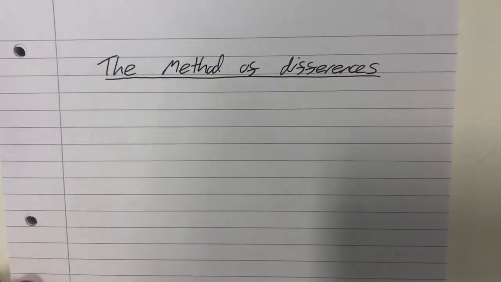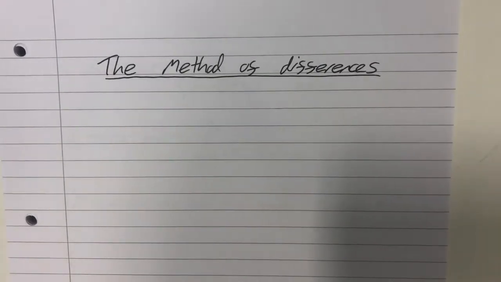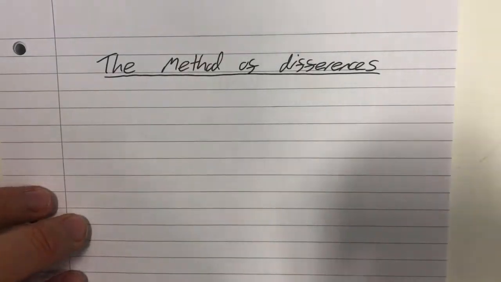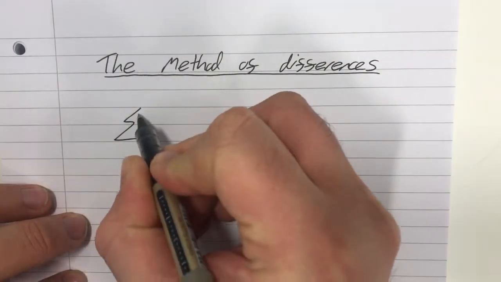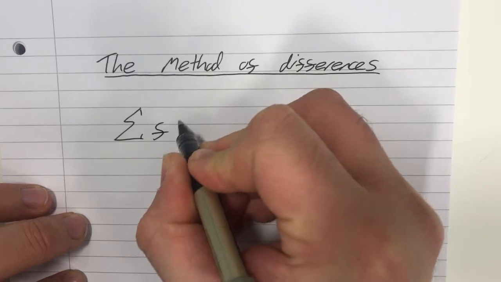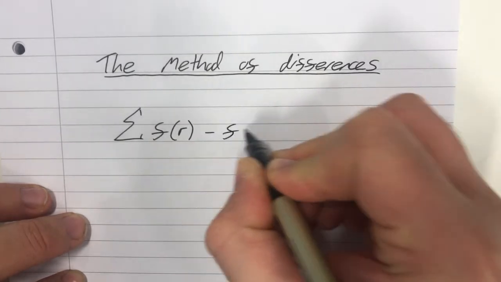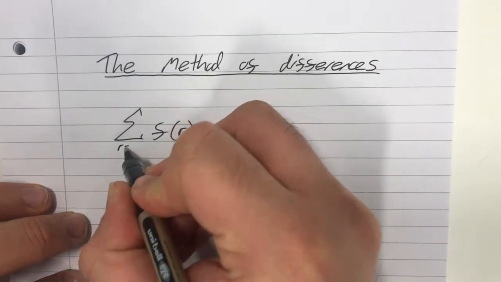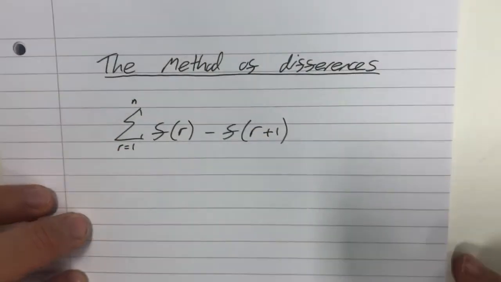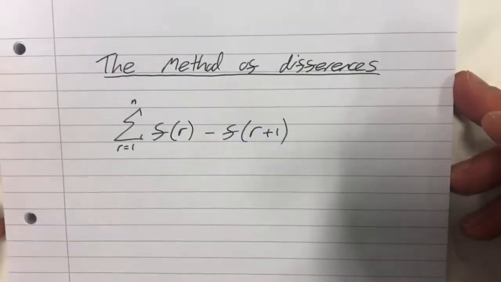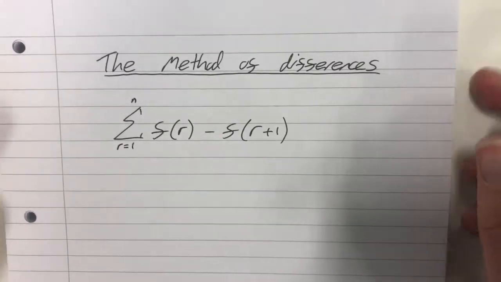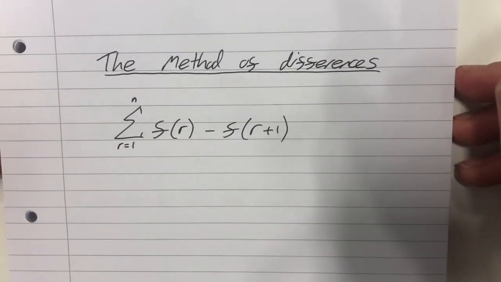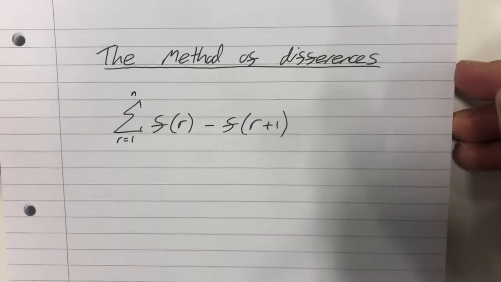Okay, the method of differences is a method used for summing series, and this takes advantage of series that are of the form the sum of f of r minus the sum of f of r plus 1, for example, from r is 1 to some number n, which might be a number, it might be a general case n, or it might even be infinite. What does this series equal?